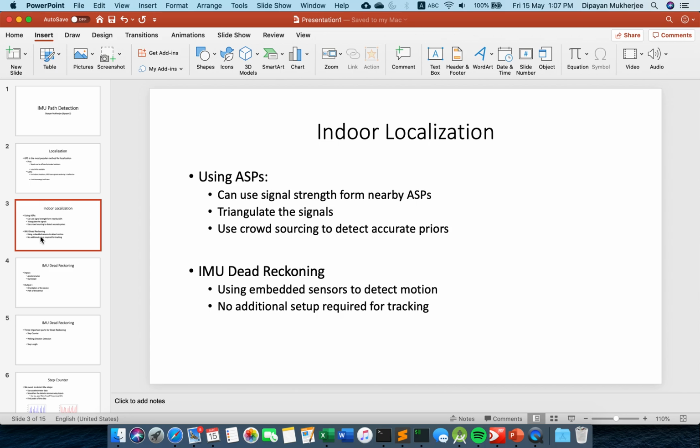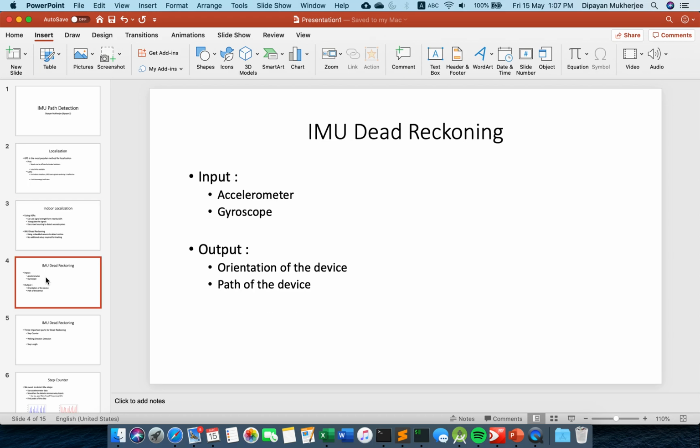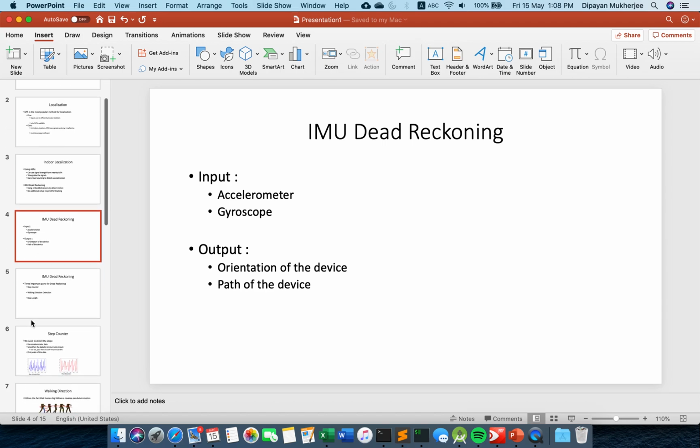So this brings us to IMU dead reckoning, which doesn't need any external data. It requires embedded sensors and no setup, so it's very portable. So what are the inputs and outputs of IMU dead reckoning? It's accelerometer and gyroscope data, and it gives us the orientation of the device and the path of the device.